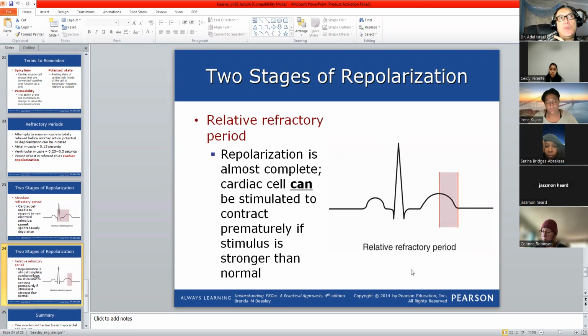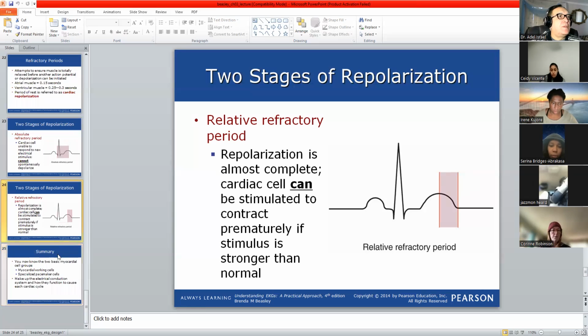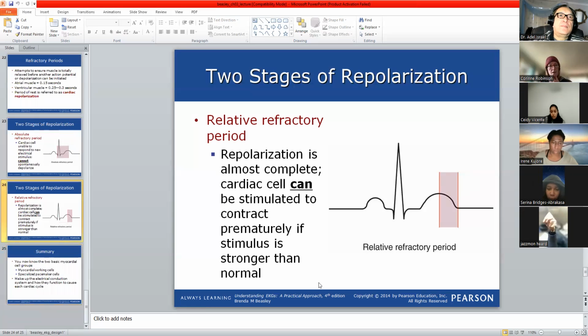So these 2 refractory periods are of great importance as a question in the exam. If you understand these 2 issues, it's okay. If you feel like it is not easy, I will repeat it for you. Are you okay with this one? All right. Will you actually repeat the second part? The relative refractory?